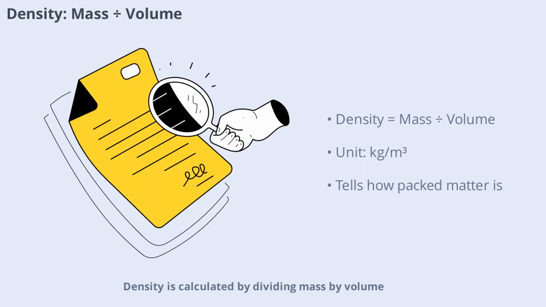Density is calculated by dividing mass by volume, giving us kilograms per cubic meter, kg/m³. This derived quantity helps us understand how tightly matter is packed together, whether it's a block of metal or a cloud in the sky. Density is crucial in fields like material science and meteorology.